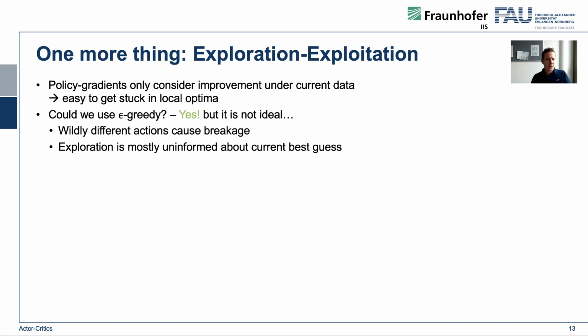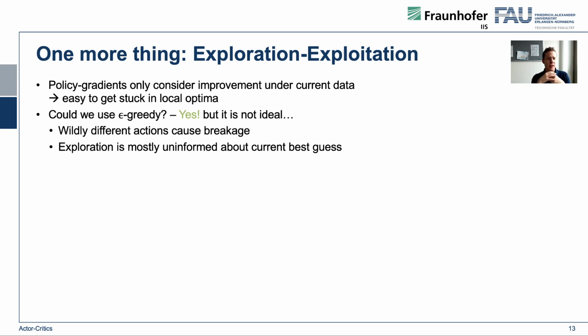One more thing, talking about exploration and exploitation in general for policy-based reinforcement learning. We will have a lecture on exploration strategies as well, but for policy-based RL, policy gradients only consider the improvement under the current data, and this also means that it's easy to get stuck in local optima. So we're improving our policy a bit in a direction, and this also means that we can get stuck. Could we use epsilon greedy? Yes, but it is not really ideal, because we are estimating a gradient with respect to the current policy, and widely different actions cause breakage in the gradient estimation.